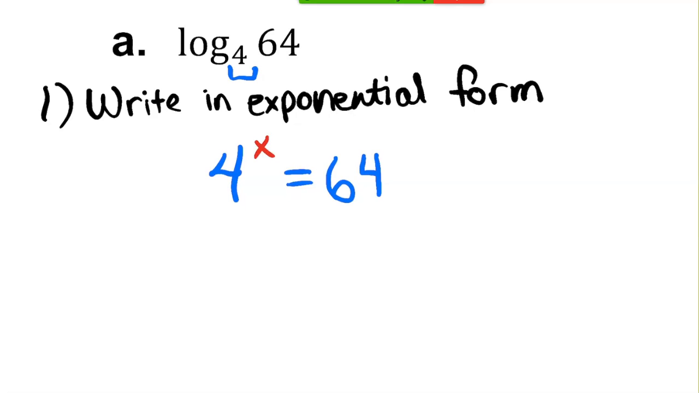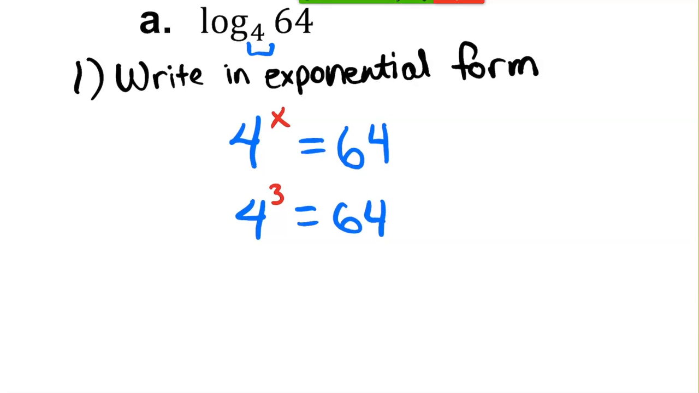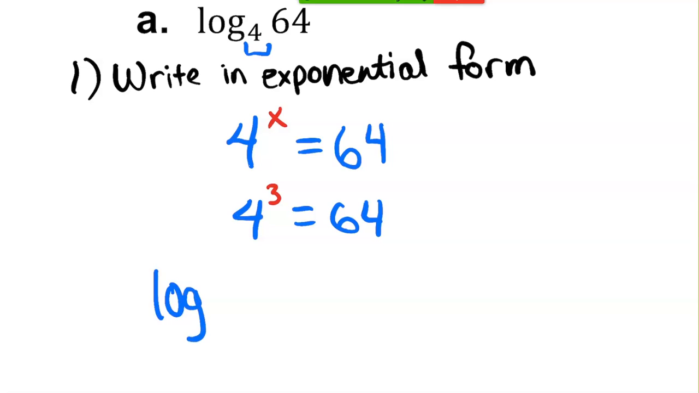4 to the first is 4. 4 to the second is 16. 4 to the third is 64. So this would be 4 to the third equals 64. So your final answer here is that the log base 4 of 64 equals 3. On Go Formative, you would just enter the 3 as your answer.